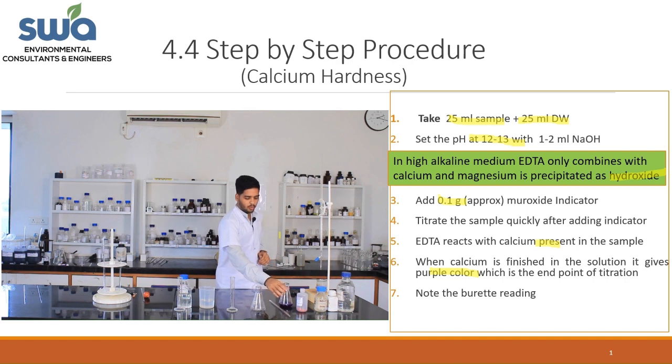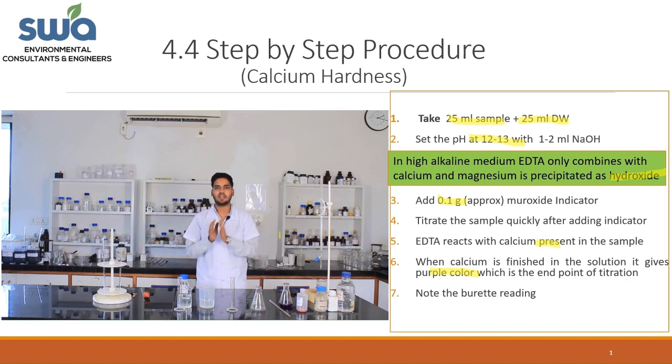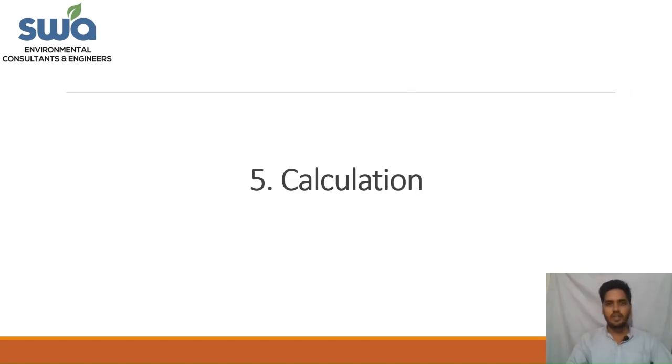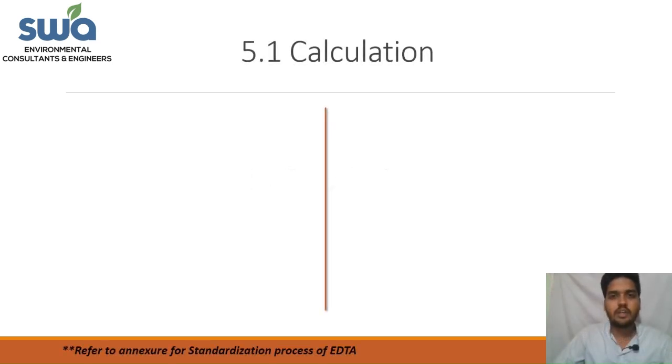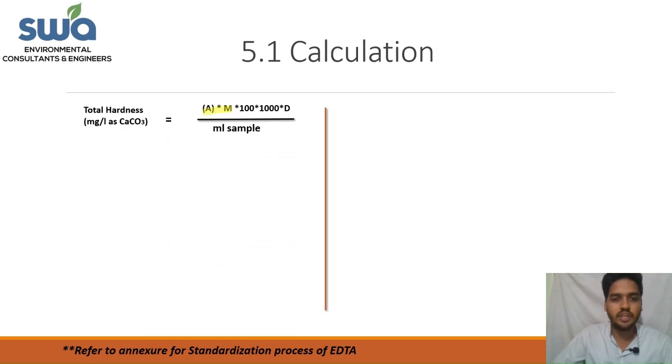Now we will note the reading for both total hardness and calcium hardness, and we will move to the calculation part. Now let's see how we can calculate the total hardness and calcium hardness based upon the burette readings. So let's understand the calculation of total hardness first. So here is the formula for total hardness. It is A into M into 100 into 1000 into D divided by ml of sample taken.